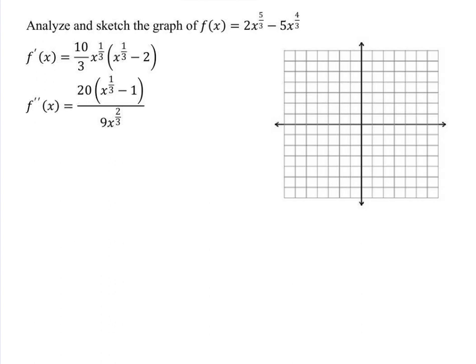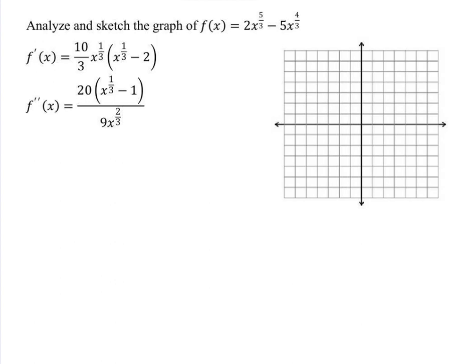All right. Analyze and sketch the graph of this ugly-looking function. We have rational exponents. I've given you the first derivative and the second derivative to save time. We have rational exponents in both. It's a huge bummer, okay? So we can work our way through this problem, and then you can go teach it to somebody. So let's talk our way through this problem. What should we do first?